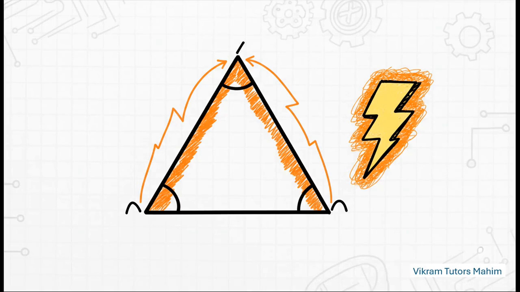So what's the big takeaway here? It's this. If you see a triangle with two equal sides, you instantly have the power to know that their opposite angles are also equal. No questions asked. That is a massive shortcut when you're solving problems.